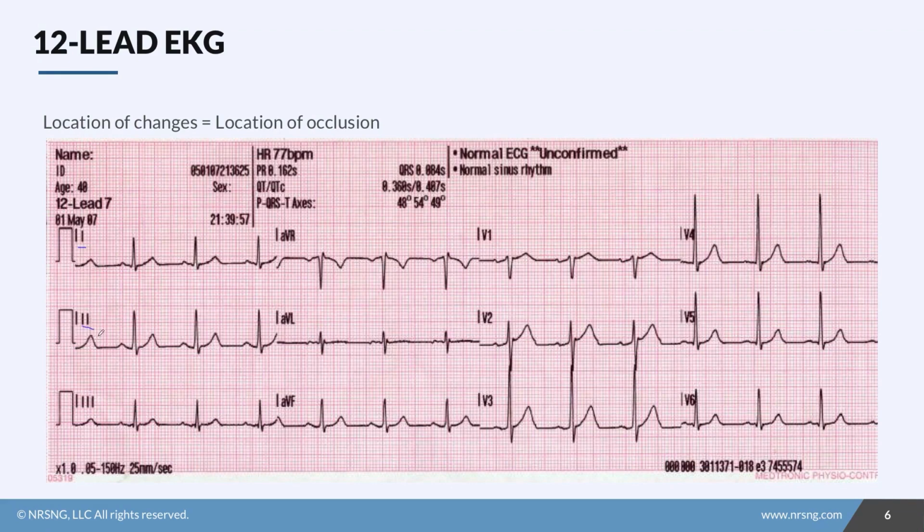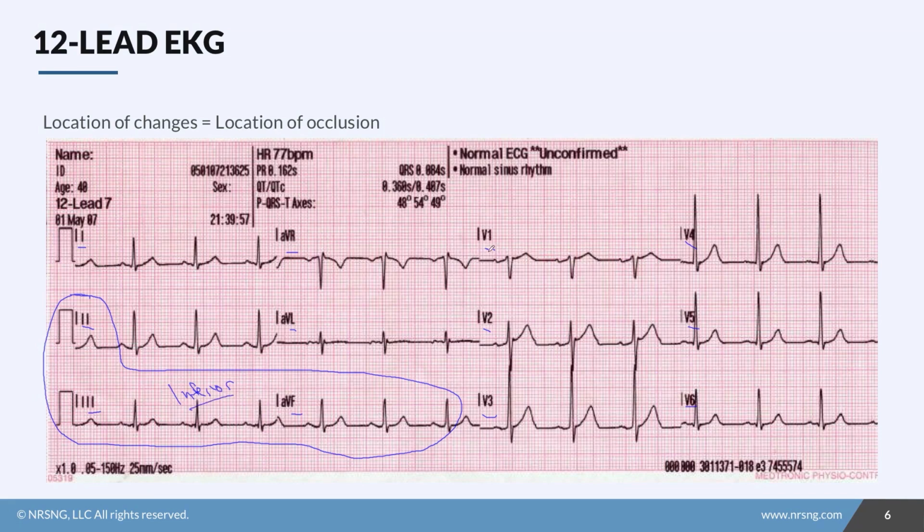So 1, 2, 3, AVR, AVL, AVF, V1, V2, V3, V4, V5, and V6. Leads 2, 3, and AVF. So this is the reading from leads 2, 3, and AVF are your inferior leads. An easy way to remember this is that it looks like a boot or a foot, and foot, boot, inferior. Okay, so this is our inferior leads.